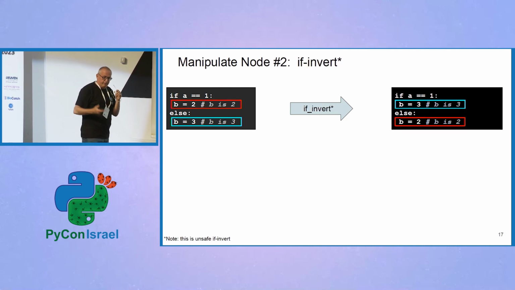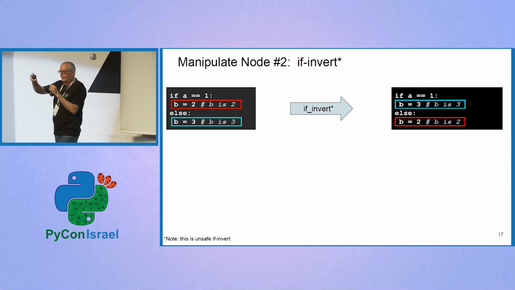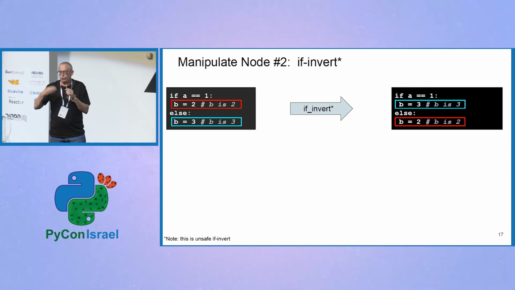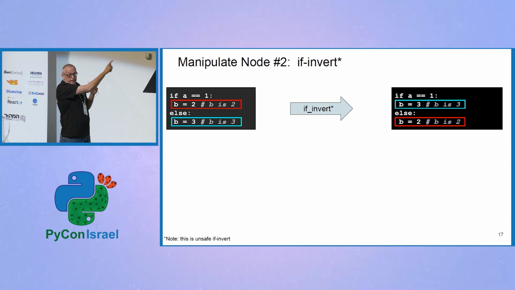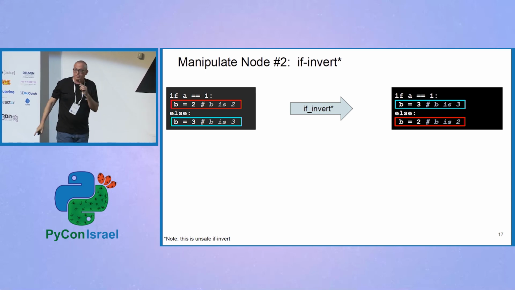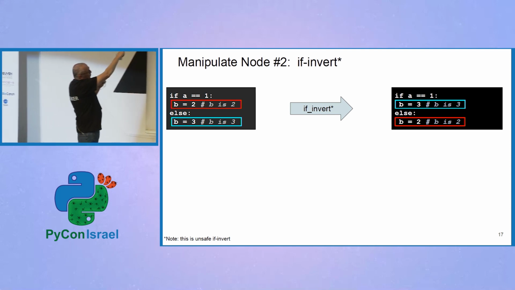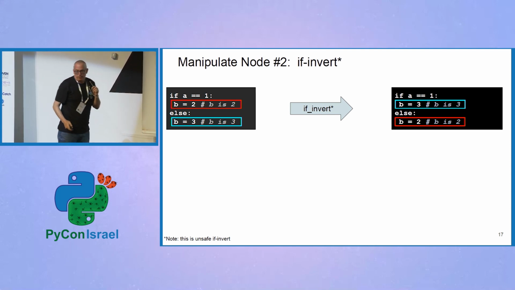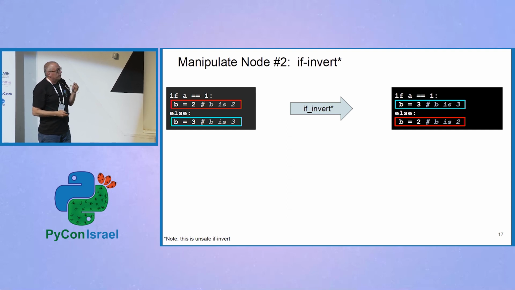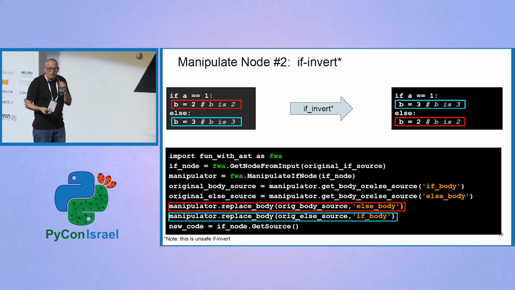Let's look at another example. The if invert example. If invert is a very common refactoring in which we invert the if and else, typically for performance issues. This is not a legal if invert, okay, because I don't invert the test of the if, only the body and the else, right? The red goes to the else, and the blue goes to the if part. Okay, if you want to do that using the library, this is all the code you need to write.